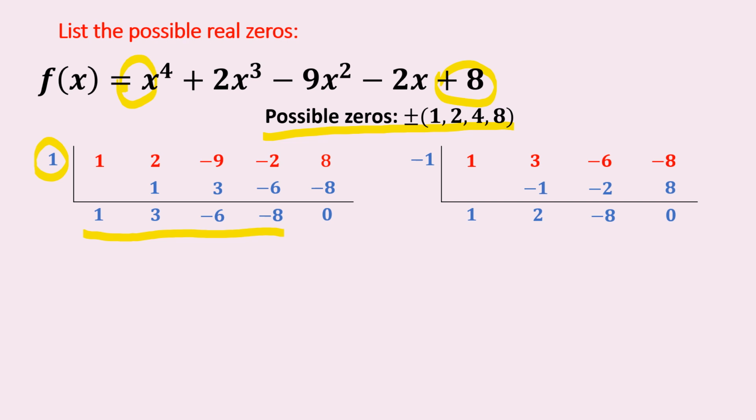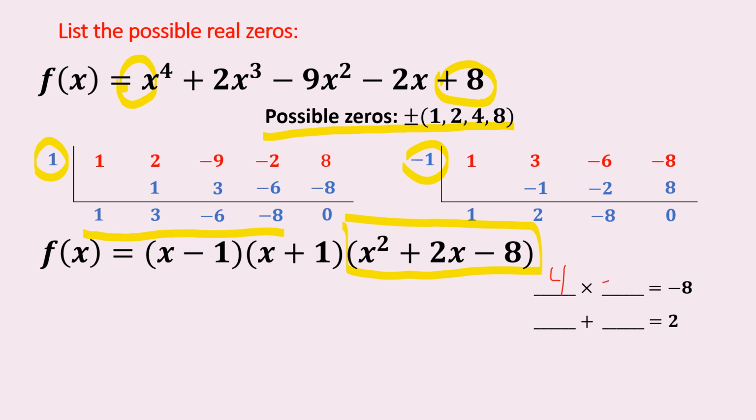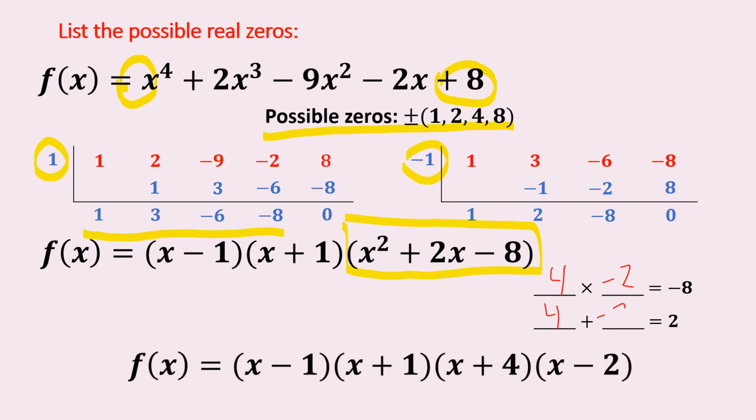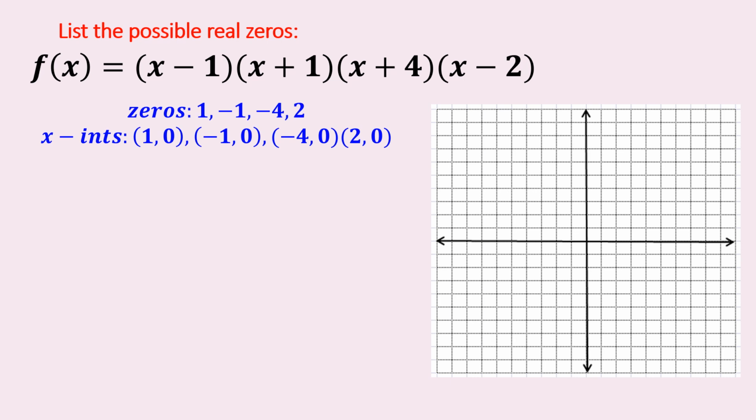So you have a 0 at 1, a 0 at negative 1. We can write our factors, x minus 1, x plus 1. For the remaining quadratic, we would use 4 and negative 2. All right, so that's our fully factored equation, which we're going to use to graph. We don't have any double roots. We just have 4 zeros at 1, negative 1, negative 4, positive 2.